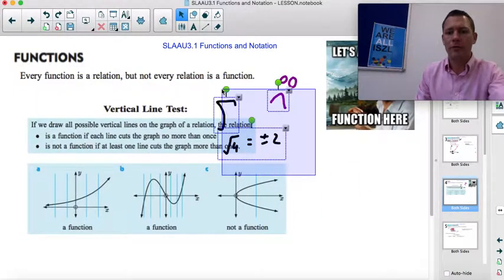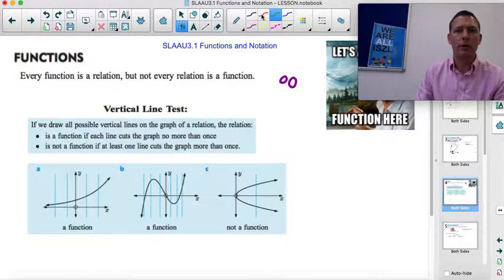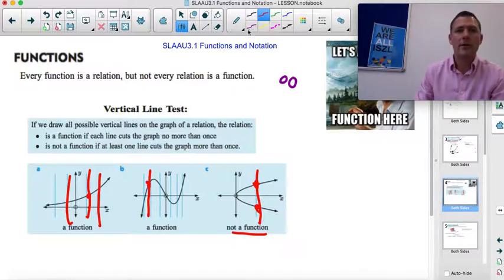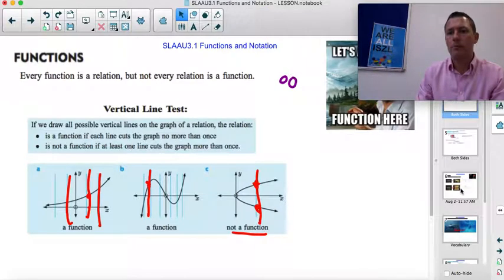If you can drop a vertical line and hit the graph once, it means one x corresponds to only one y value. If there's any place that you can drop a vertical line and hit the graph twice, you don't have a function. So it can be as wiggly as it wants to be, but as long as you have one intersection with a vertical line, you're golden.